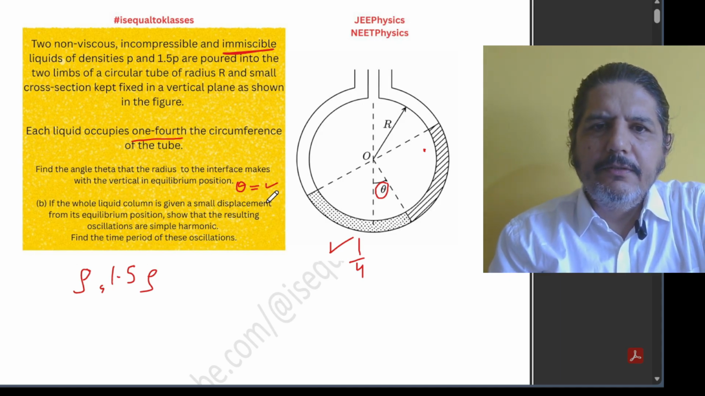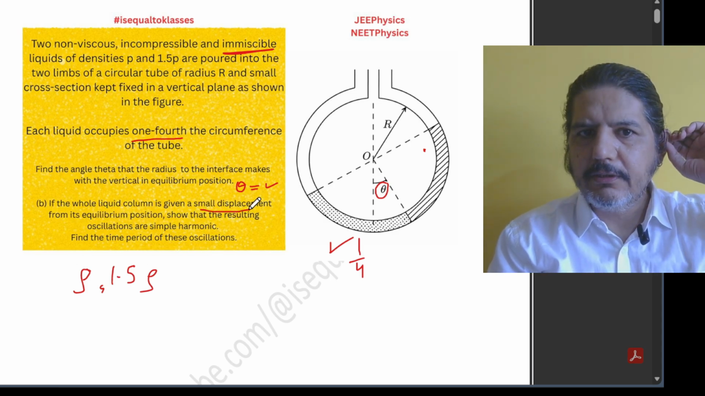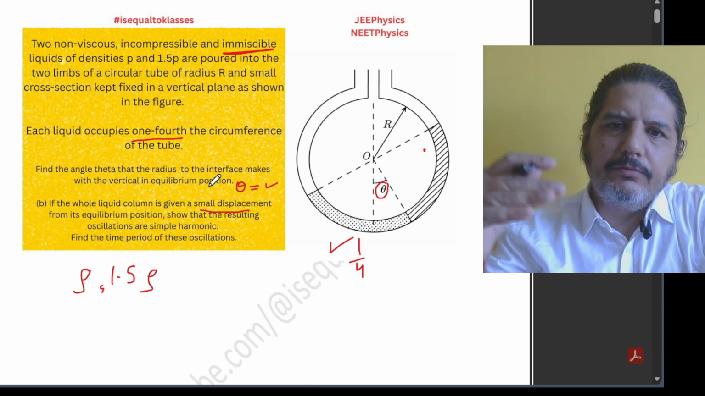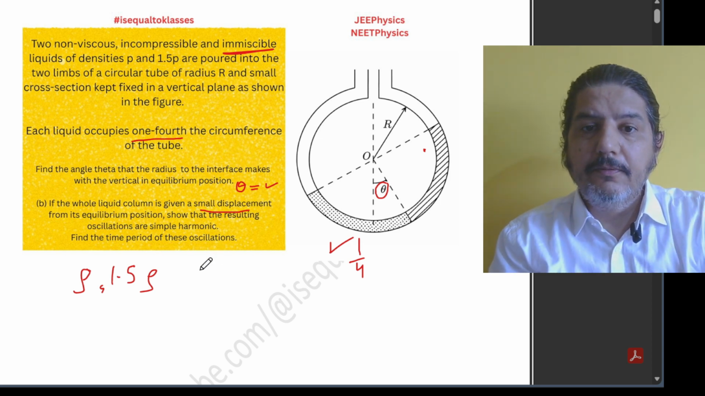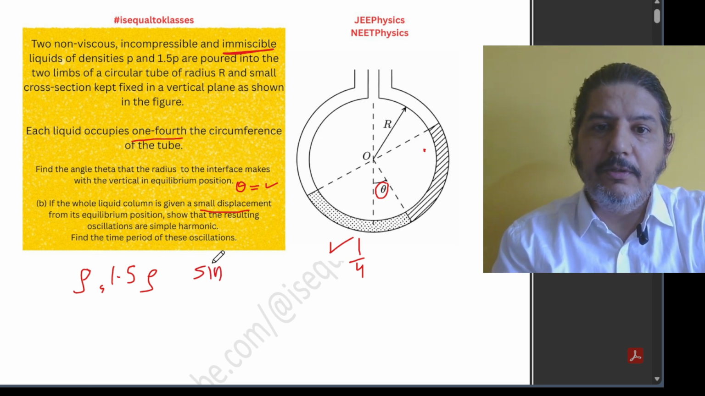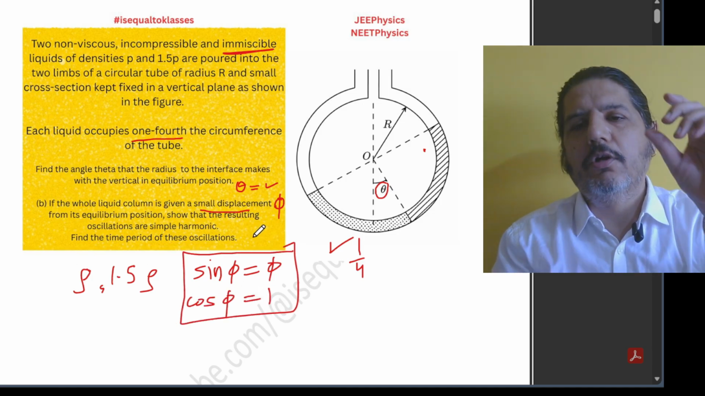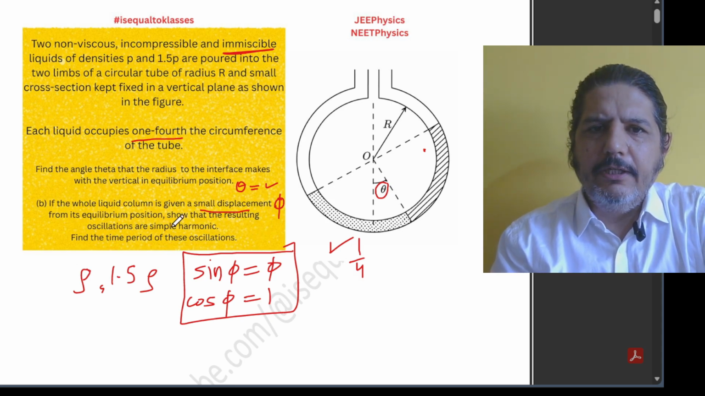If the whole liquid column is given a small displacement from its equilibrium position, see, there's a small displacement that would be given. And what we have been discussing in this series of lectures is that if it's a small displacement, for example, let us assume that the displacement would be phi. So we understand that sin phi would be equal to phi, and we also understand that cos phi would be equal to 1. So because these are small displacements, if we give a small displacement phi, show that the resulting oscillations are simple harmonic.